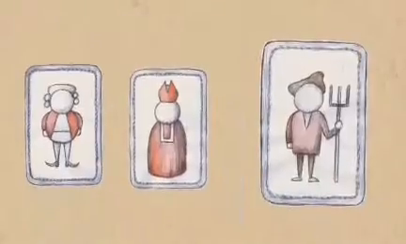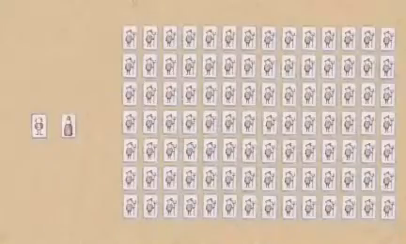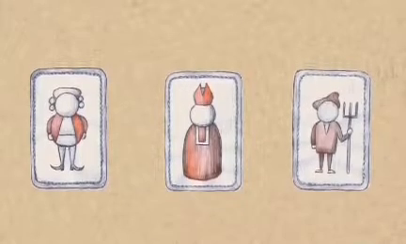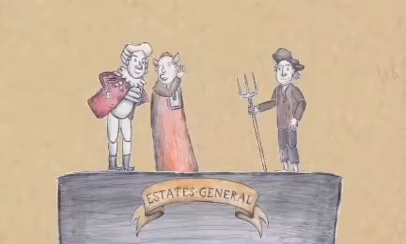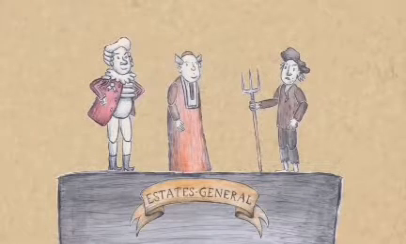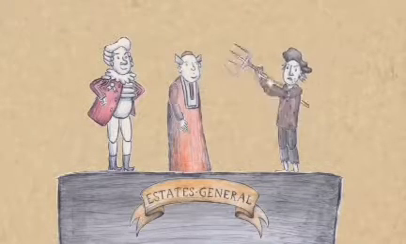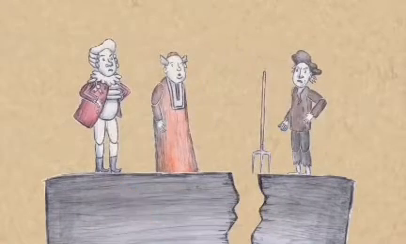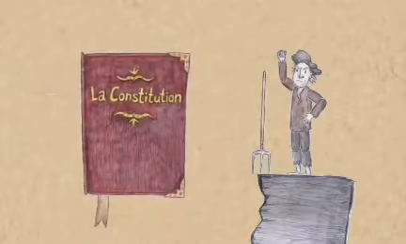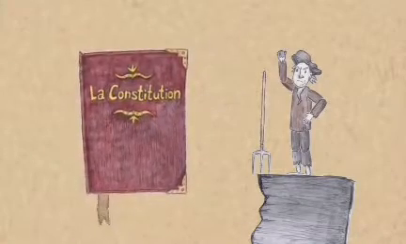Although the Third Estate represented 98% of the French population, its vote was equal to each of the other estates. And unsurprisingly, both of the upper classes favored keeping their privileges. Realizing they couldn't get fair representation, the Third Estate broke off, declared themselves the National Assembly, and pledged to draft a new constitution, with or without the other estates.